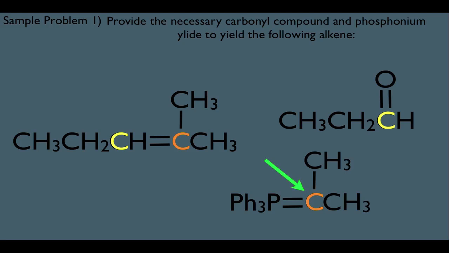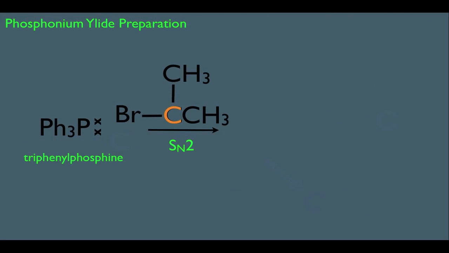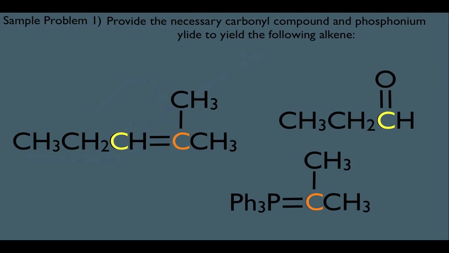Again, notice this is the phosphorus ylide carbon. If we wanted to prepare this phosphorus ylide, it would look something like this. Again, the electrons on the phosphorus would attack this carbon and boot off the Br. And this orange carbon happens to be a secondary carbon. And remember, secondary carbons are acceptable for SN2 mechanisms. So that means that this is another possible answer.